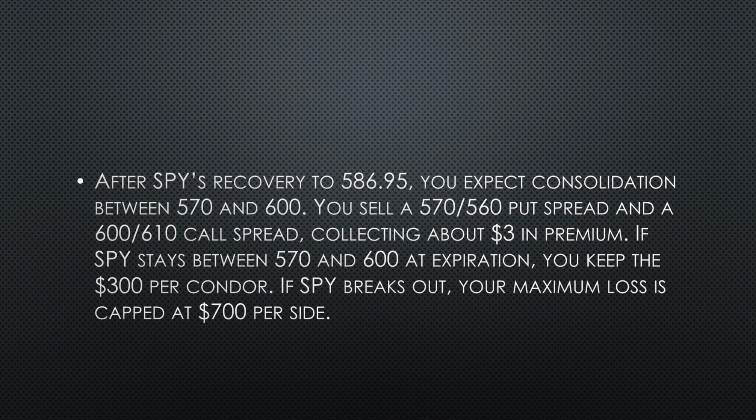After SPY's recovery to 586.95, you can expect consolidation between 570 and 600. You sell a 570/560 put spread and a 600/610 call spread, collecting about $3 in premium. If the SPY stays between 570 and 600 at expiration, you keep the $300 per condor. If the SPY breaks out, your maximum loss is capped at $700 per side. Iron condors are perfect for range-bound markets. They offer steady income, but you must manage risk if the SPY breaks out of your expected range.